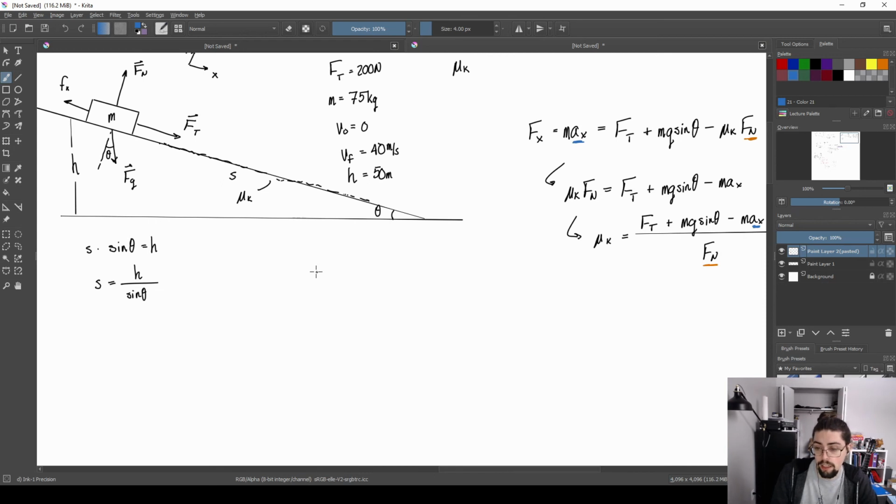So what I can say is that v final squared is equal to v initial squared, cross that out because it's 0, plus 2 a of x times s. I know the final velocity. I'm after a of x. Let me solve out for it. A of x is equal to the final velocity squared divided by 2 times s. Bam! We have s. Now we do at least.